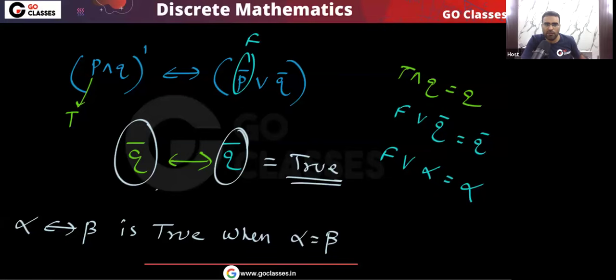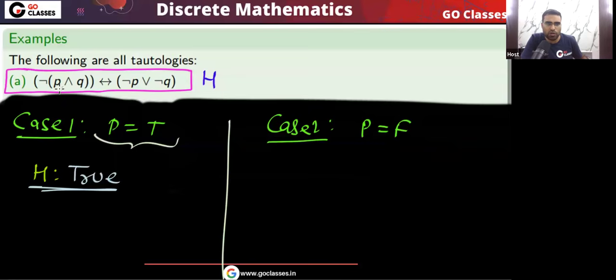And what about the case when P is false? Now you tell me, let's put P equal to false. So you can see false and anything, that will be false. Yes or no? You know that false and anything will be false. You can check the truth table of the and operation.